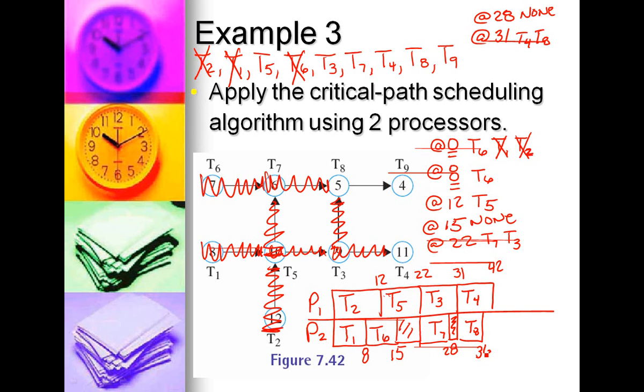At 36, T8 is complete, so that means that we can schedule T9 at 36, length of 4, takes us to 40.